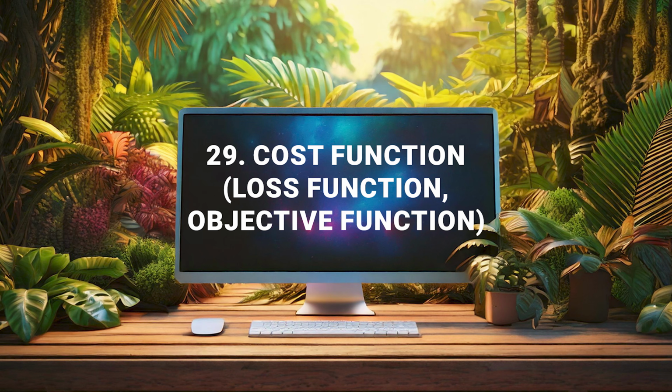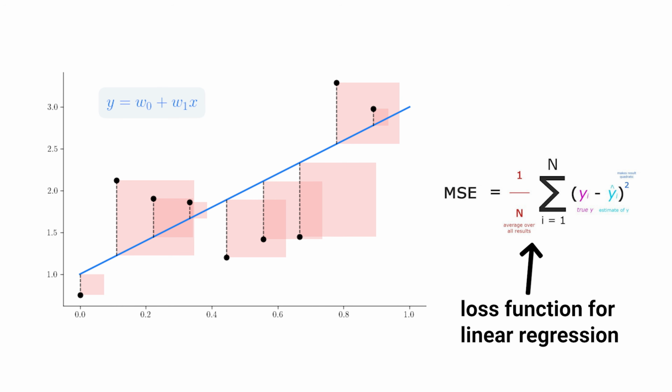A cost function, also called a loss function, objective function, or error function, is a measure of how wrong a model's predictions are compared to the true values. It quantifies the cost or penalty of incorrect predictions. For example, in a house price prediction model, the cost might be the average difference between predicted and actual prices.